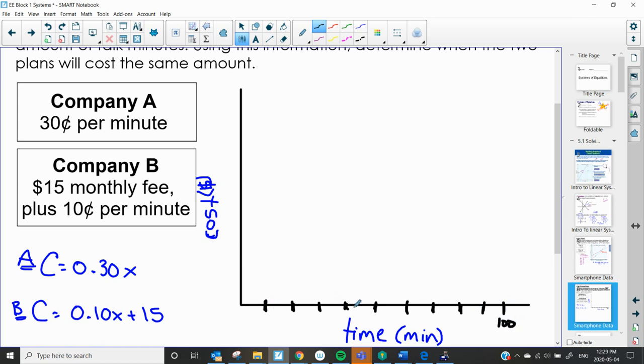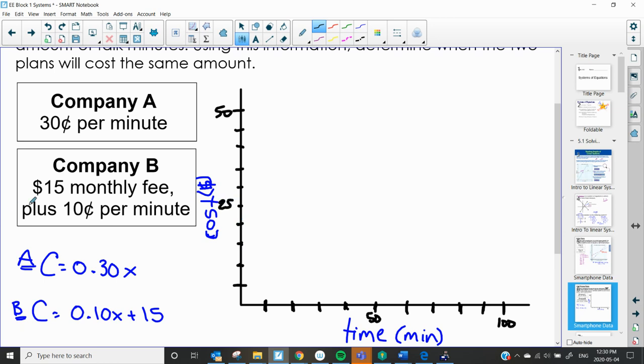So 10, 20, 30, 40, 50. Again, you don't have to label every scale. And I'm going to go up by fives here. So 5, 10, 15, 20, 25, 30, 35, 40, 45, 50.